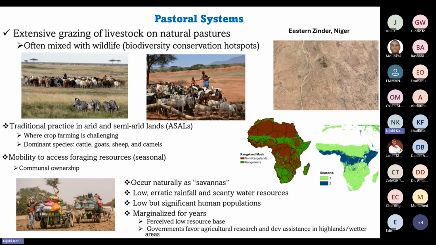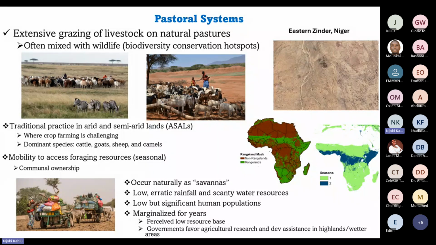They are also characterized by mobility in terms of wanting to access foraging resources because of seasonality. We have these very distinct wet and dry seasons. And in terms of land tenure, these are communally owned lands, and people migrate for very long distances. It could be from 20 kilometers to the transhumant ecosystems where people migrate for hundreds of kilometers away from their home. And they occur naturally in savannas.